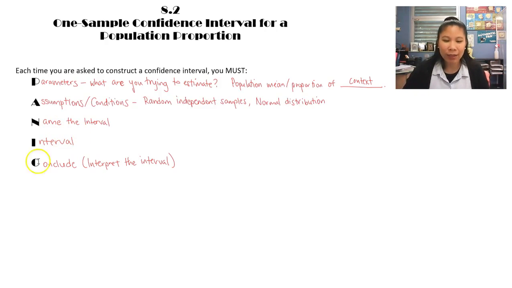And then lastly, the thing we need to include is our conclusion. Every time we calculate a confidence interval, we want to make sure the reader or the grader knows what our interval means. So we want to interpret it. And we have a pretty standard interpretation that we use just so that the context is included, we correctly interpret the interval itself so that we don't lose points on things like that.